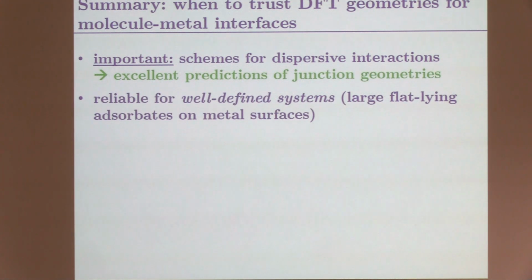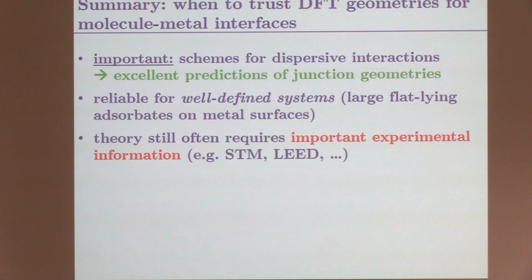Now, this has been shown to be reliable for well-defined systems. I was talking mainly about large flat-lying molecules on metal surfaces. We know from experiments by LEED or STM how these molecules lie on the surfaces. We have very detailed information. But often we actually use that information to, as I said in the beginning, provide a geometry before we optimize it and then calculate properties from theory.